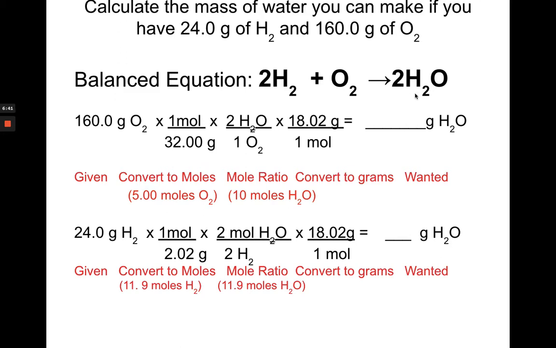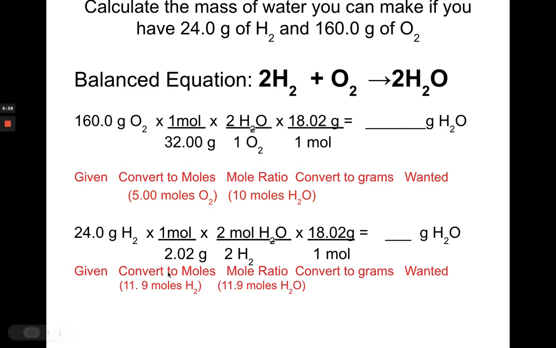If you're not already familiar, molar mass of water is just about 18. Hydrogen is 1, 2 hydrogens is 2, and oxygen is 16. So the molar mass of water is 18.02. Notice I'm going to divide here, but I multiply here. So I'm just doing 10 moles times 18.02 grams, and that'll give me grams of H2O.